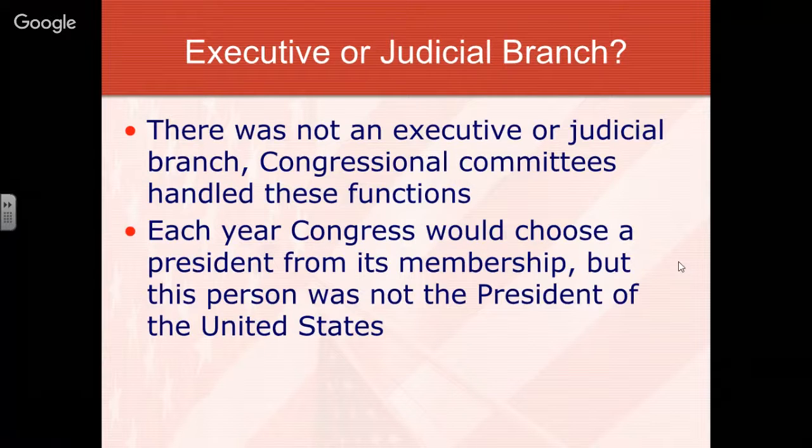Under the Articles, there was not an executive or judicial branch. Congressional committees handled all of these functions. And although each year Congress would choose a president from its membership, this person was the president of the Congress of the Confederation, not the president of the United States.